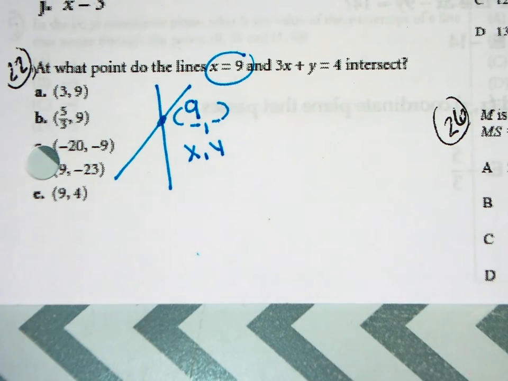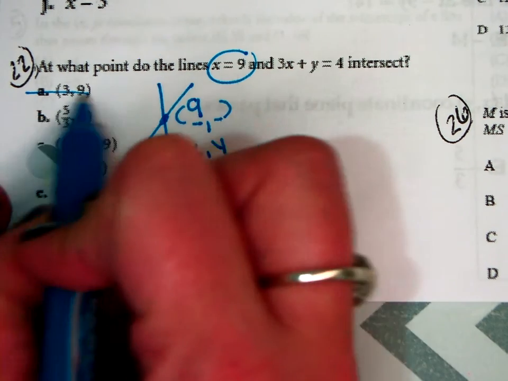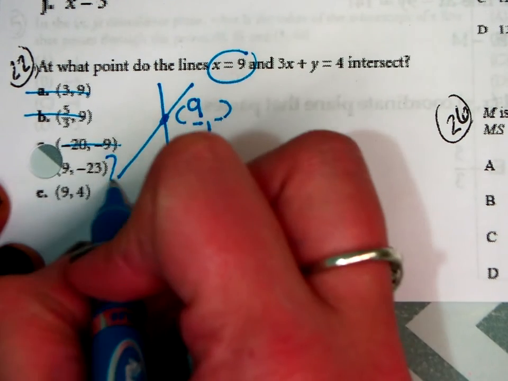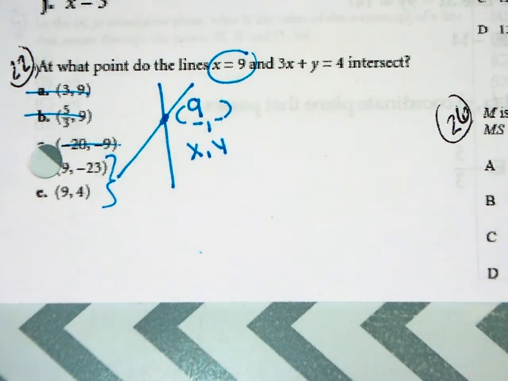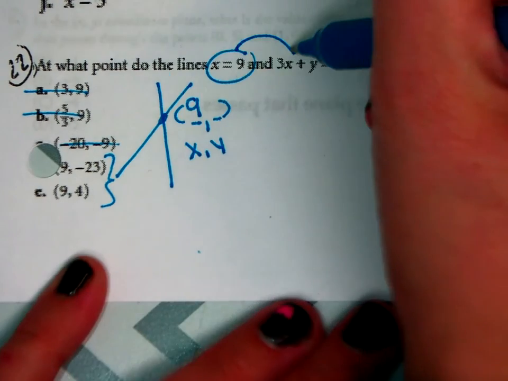Notice how A and B are banking on the fact that you don't know that. So A, B, and C, those are all out. I'm just left with D and E. Those are the only ones that have 9. Notice how I narrowed down my choice from 20% chance of guessing and getting it right to a 50% chance. So remember, even if you don't know what you're doing, try to eliminate something. Try to do anything.